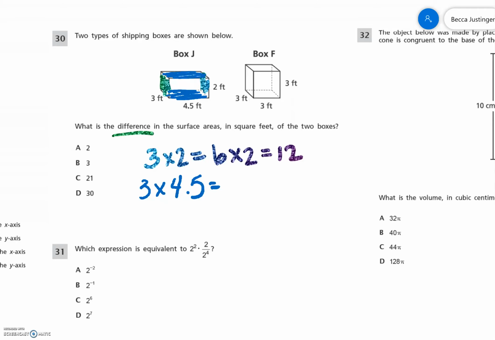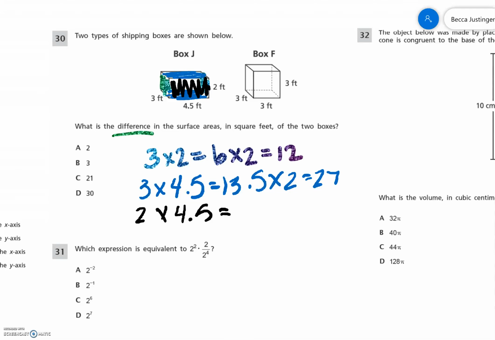Let's see. Gotta get my calculator out. 3 times 4.5 is 13.5. And there's 2 of them, which gives us 27. And then the front and back is 2 times 4.5, which equals 9, and there's 2 of them, so that's 18. So we have to add 27, 12, and 18 together. That's 57.